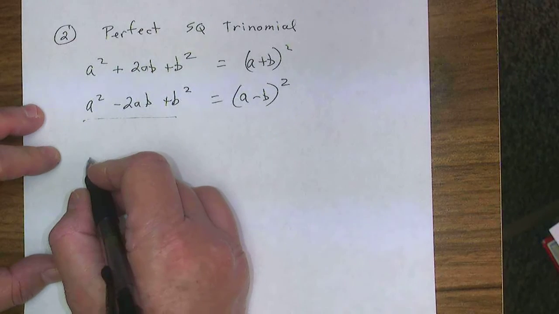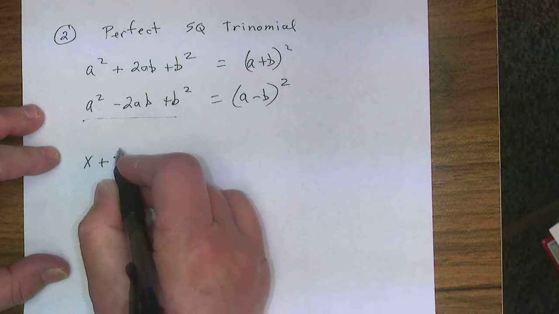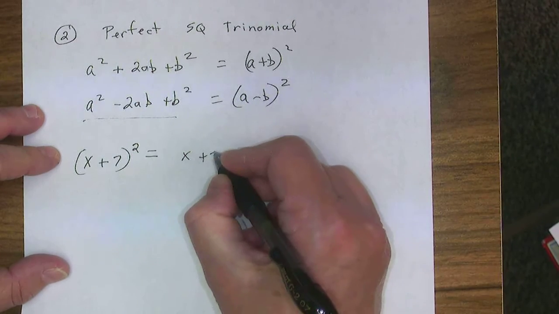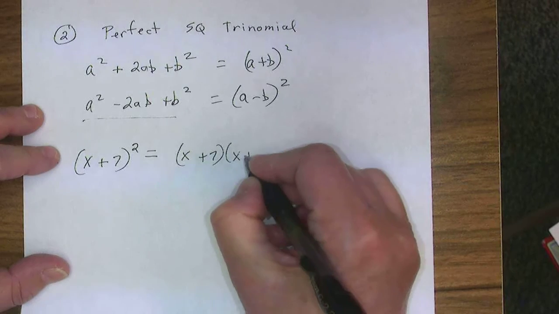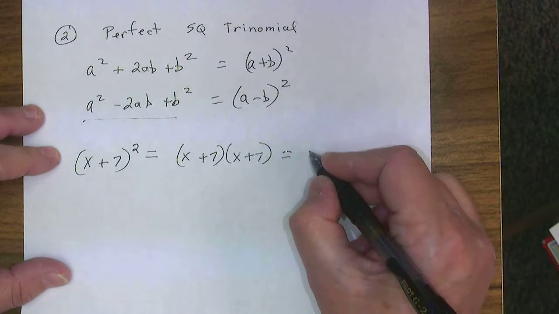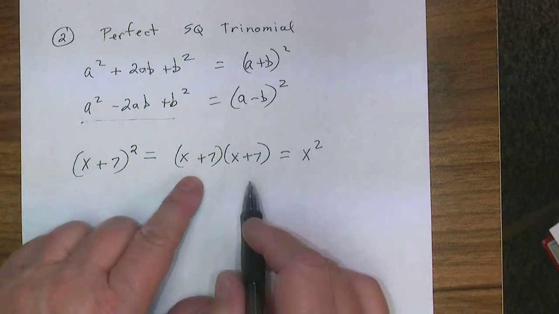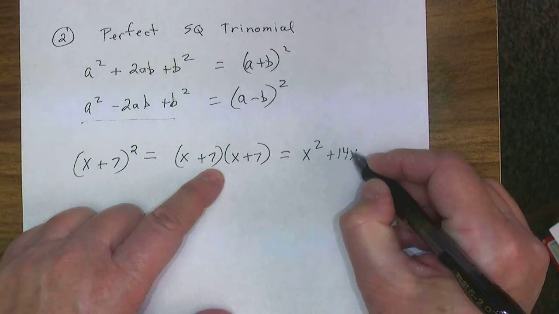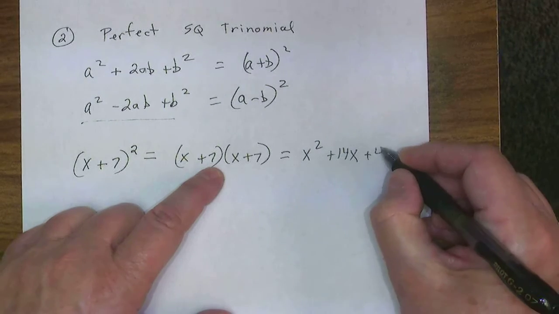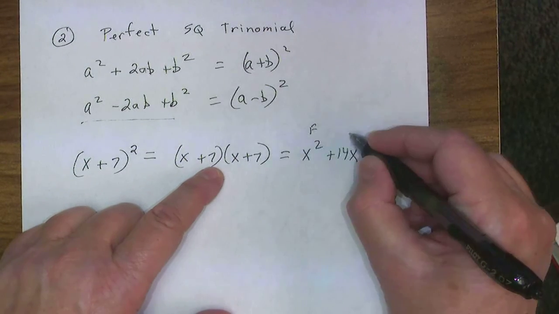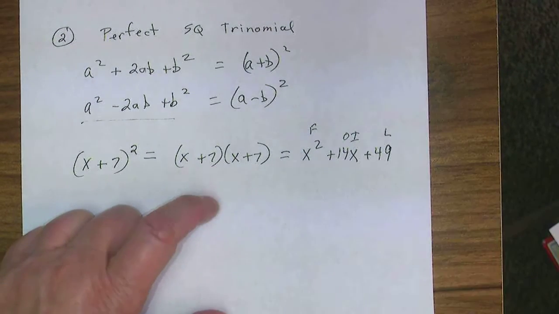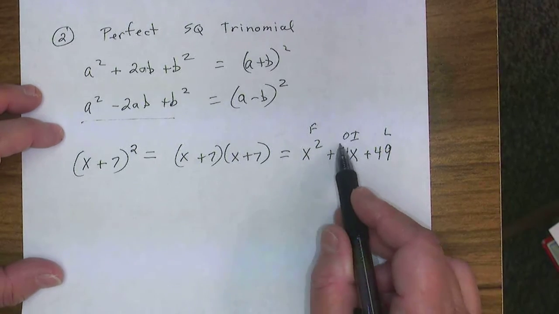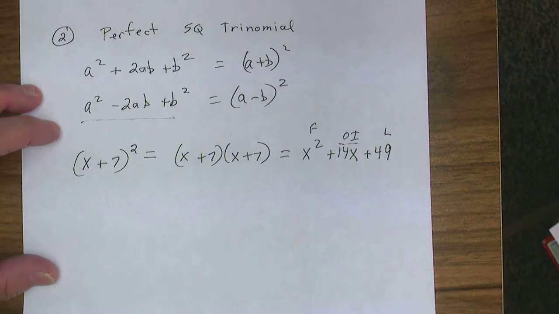Let's try x plus 7, and let's square that. Remember, that means x plus 7 times x plus 7. The first is x squared. We have plus 7x plus 7x. That gives us plus 14x plus 49. This is the first, this is the outer and inners, this is the last. And you should be able to now do this in your head and join those together.